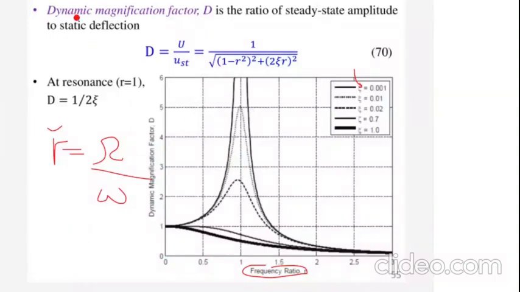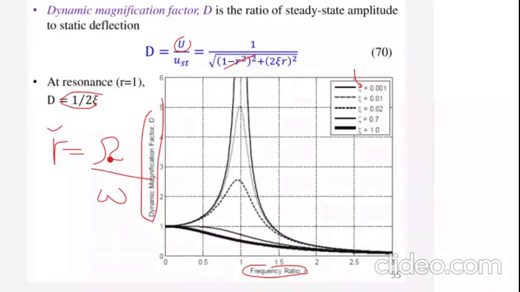So now I introduce another term, the dynamic magnification factor, which is the ratio of the steady state amplitude, U, over the static deflection, U_st. And remember, U_st is equal to F0 over k. And this is given by equation 70. So at resonance, r is equal to 1. So this term collapses to 0, and this is 1, so we can take the square root of that. So we have the dynamic magnification factor equal to 1 over 2ξ. Okay. So at resonance, the dynamic magnification factor is given by this component.